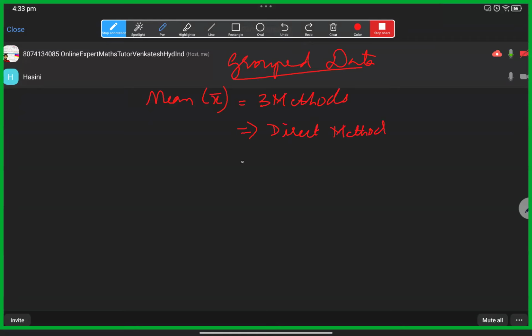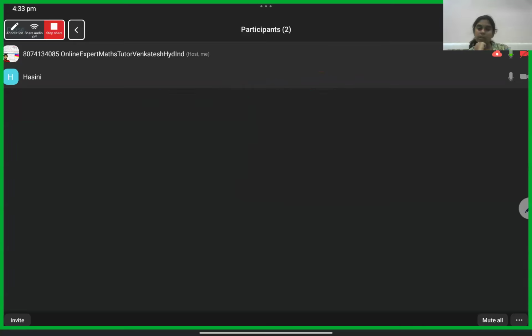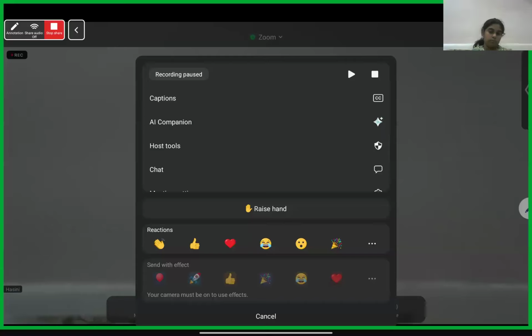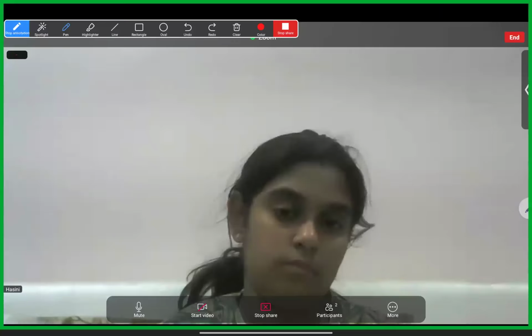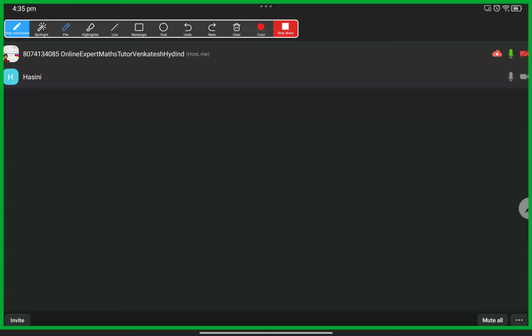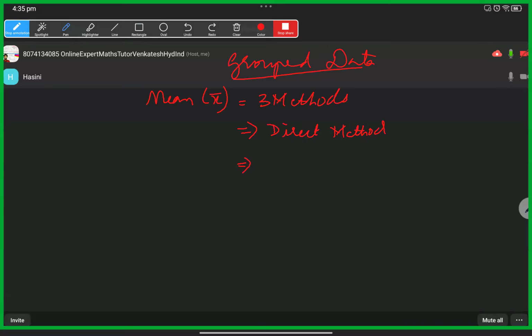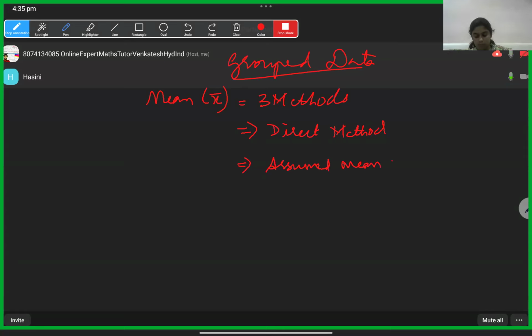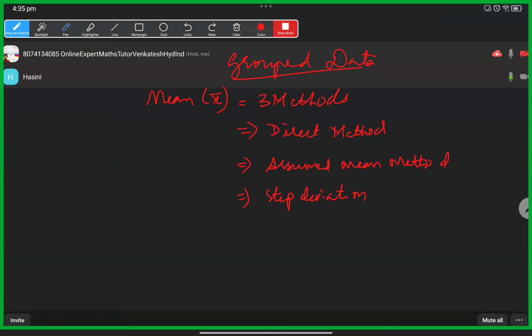The second method is... just a second. So we have three methods: one is the direct method, then the assumed mean method, and the step deviation method. I'll clearly tell in which cases we should use which method.